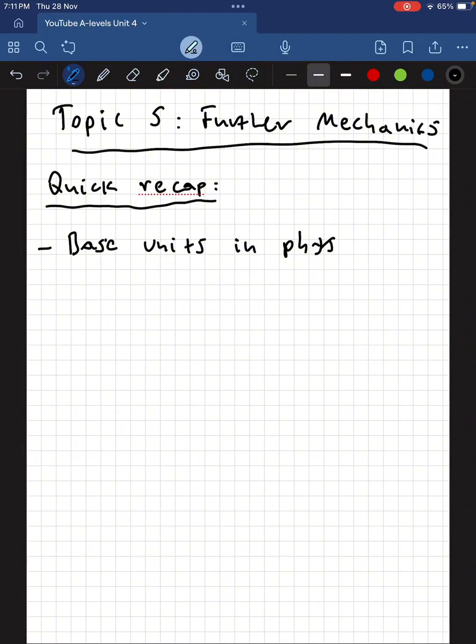So the base units in physics are 7 independent units. And what we mean by independent is that, for example, mass cannot be expressed in units of length, and length cannot be expressed in units of seconds, and so on and so forth. So these 7 units are the following.